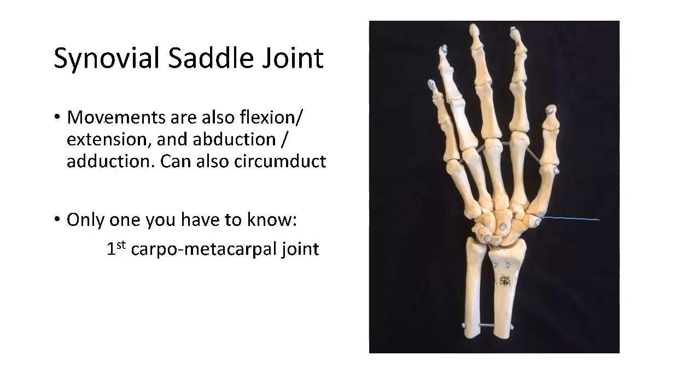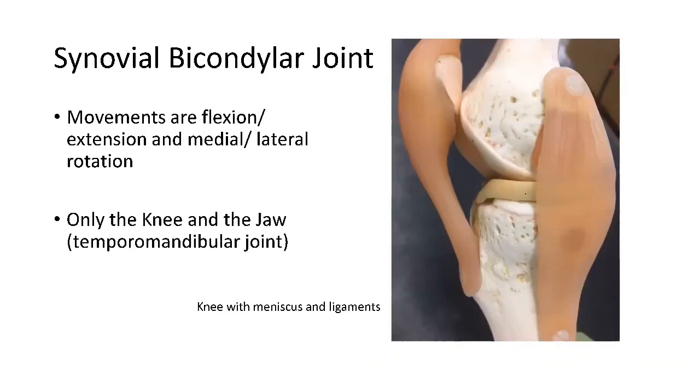The synovial saddle joint, there's only one you have to know. It's at the base of your thumb. It is the first carpometacarpal joint. It is what allows for the opposable thumb. So if you take your thumb and touch your little finger, that is actually an extreme adduction of your thumb. It will also do flexion, extension, abduction and adduction, but this is what allows for the opposable thumb. There is one other saddle joint in the body, but we are not going to learn about it.